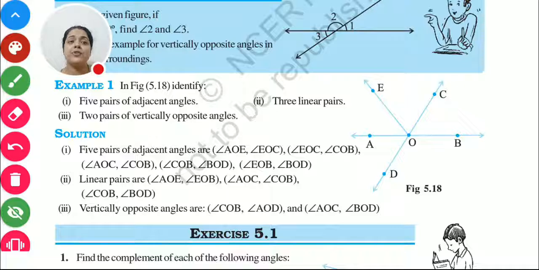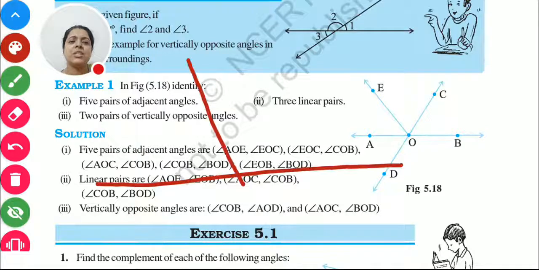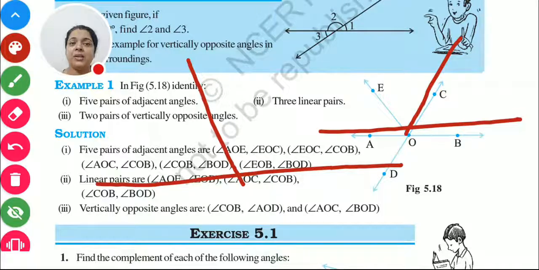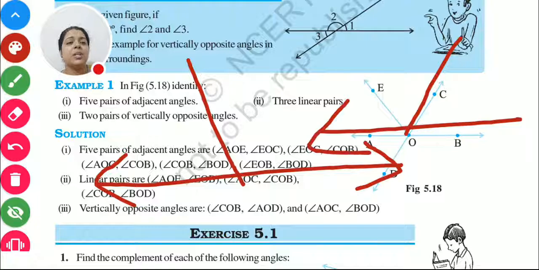Now, two pairs of vertically opposite angles. When we go for two pairs of vertically opposite angles, undoubtedly one pair is over here, and another pair is over here. They are vertically opposite. So let's go for it.